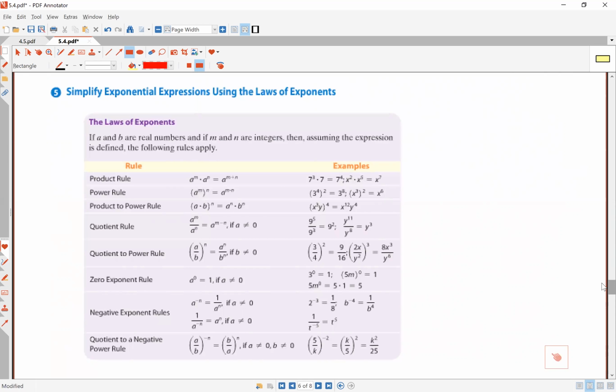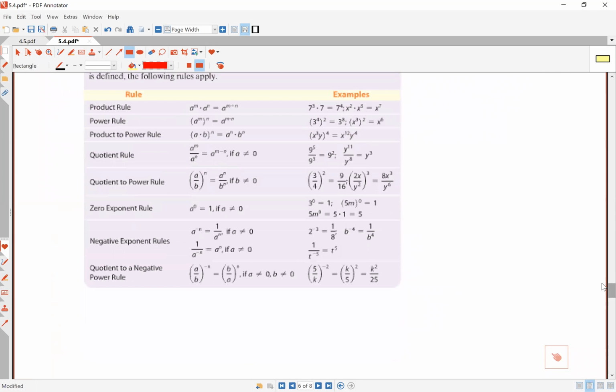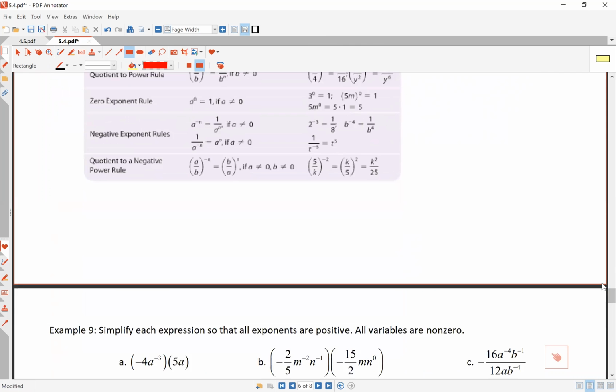And negative exponents. If it's a negative on the top, it goes to the bottom by changing the sign. And if it's on the bottom, it goes to the top by changing the sign. And the last one is when you have a fraction raised to a negative, it's the reciprocal of that fraction.